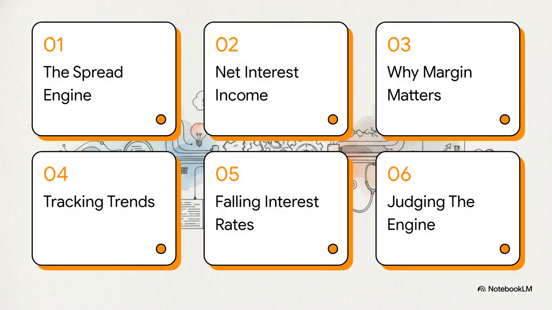Okay, here is our roadmap for mastering this engine today. 1. The bank's spread engine. 2. Unpacking net interest income. 3. Why the margin matters most. 4. Tracking shifts and trends. 5. Surviving falling interest rates. And 6. Judging the core engine. Step by step, no distractions.